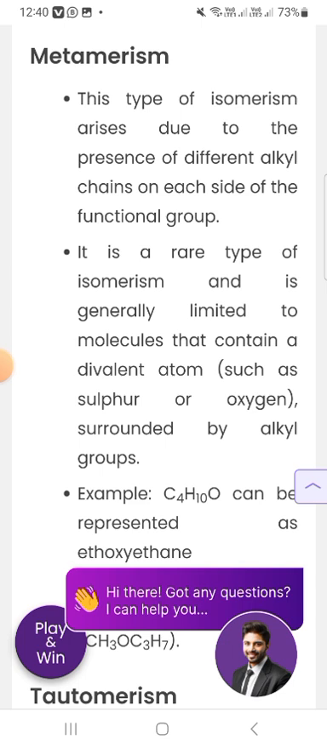An example of C4H10O can be represented as ethers, surrounded by alkyl groups. Example: C4H10O can be represented as ethers.